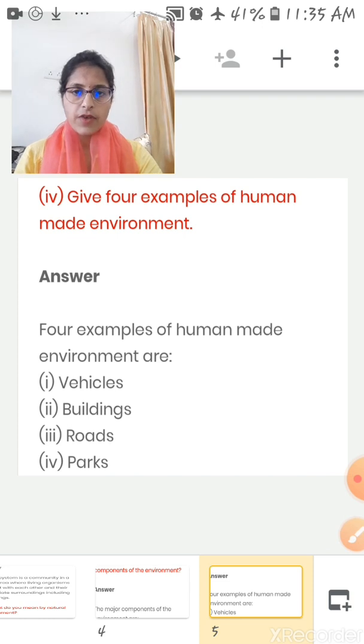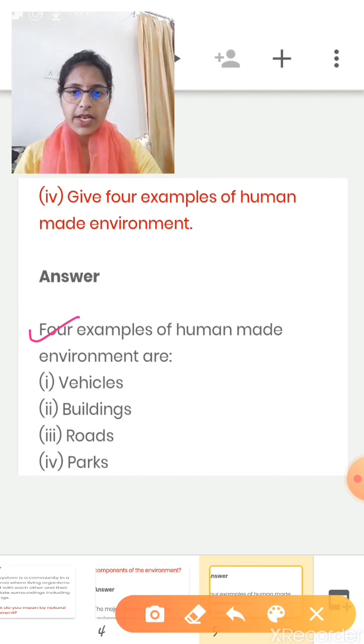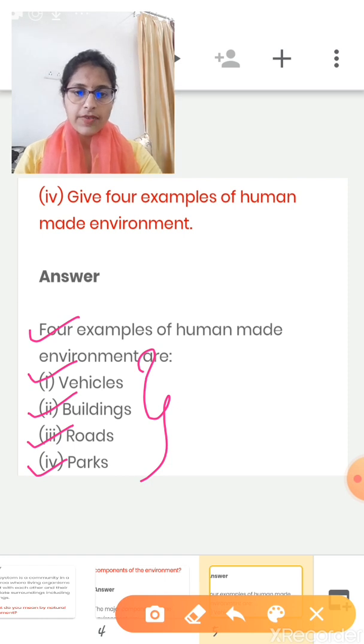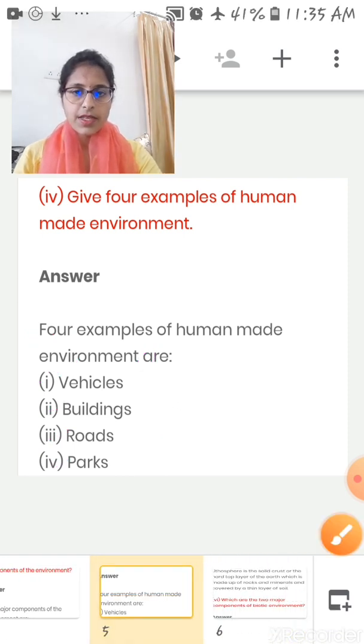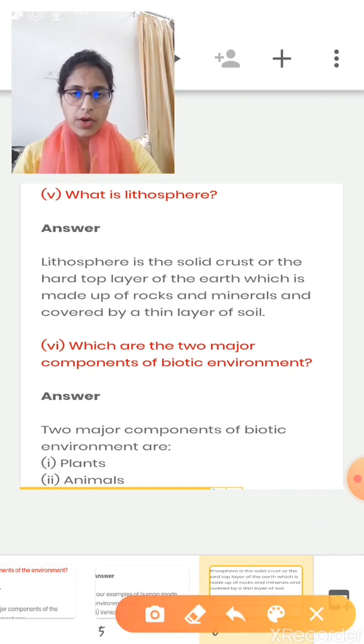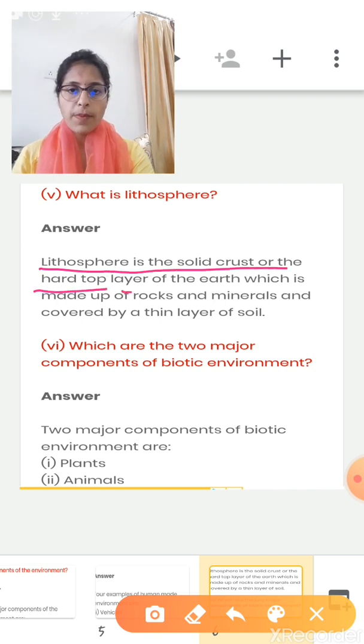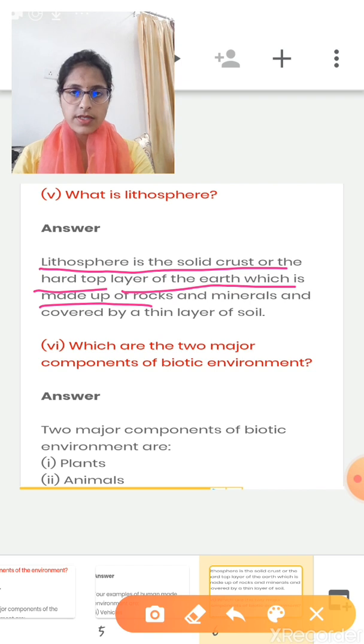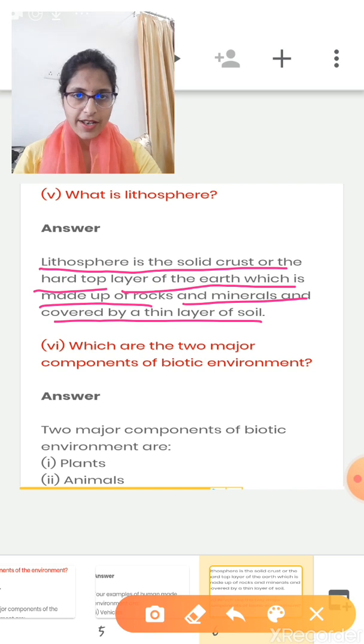Okay, now just move on to the fourth question. Give 4 examples of human made environment. So four examples of human made environment are: first one is the vehicle, second one is the buildings, third one is the road, and next one is the park. So these are the examples of human made environment. Now next question, question number 5, what is lithosphere? Lithosphere is the solid crust or the hard top layer of the earth, which is made up of rocks and minerals and covered by a thin layer of soil.